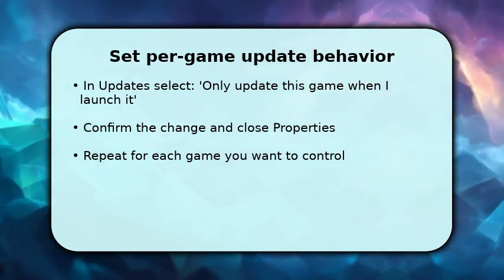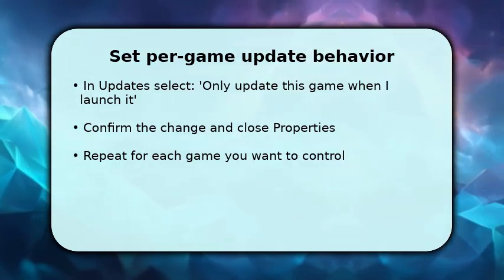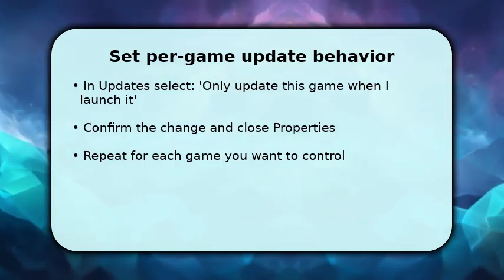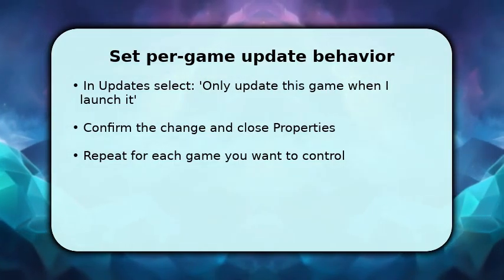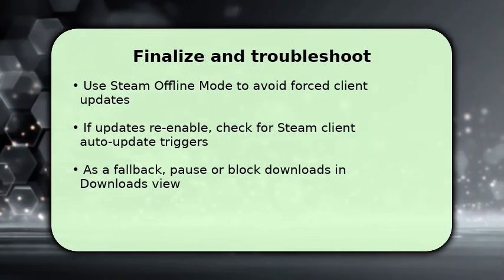You should repeat this for every game you want to stop from auto-updating, because Steam applies this per title rather than globally. To finish, you can use Steam offline mode when you want absolute control. This prevents the client from pulling updates until you go online.